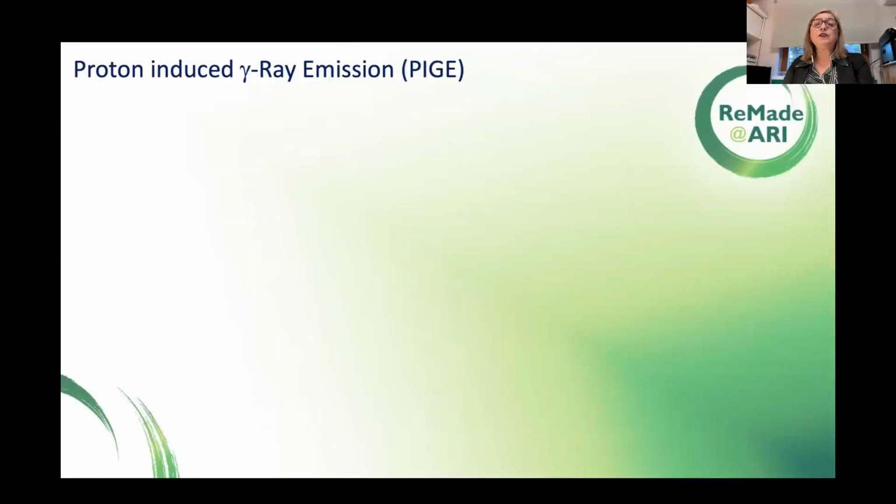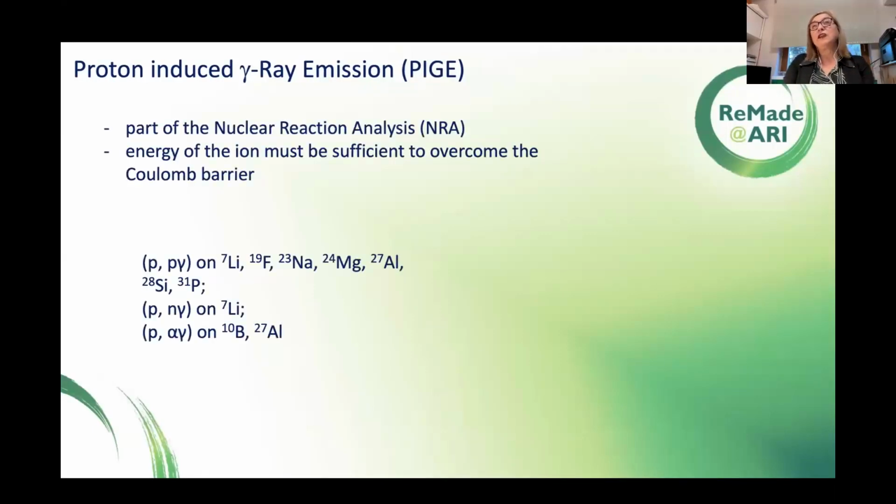The other technique is proton-induced gamma ray emission, or PIGE. This is actually happening where the energy of your ion, your proton, is sufficient to overcome the Coulomb barrier, and you have a nuclear reaction. So PIGE is a part of nuclear reaction analysis. We have nuclear reactions and elements which we can analyze very nicely.